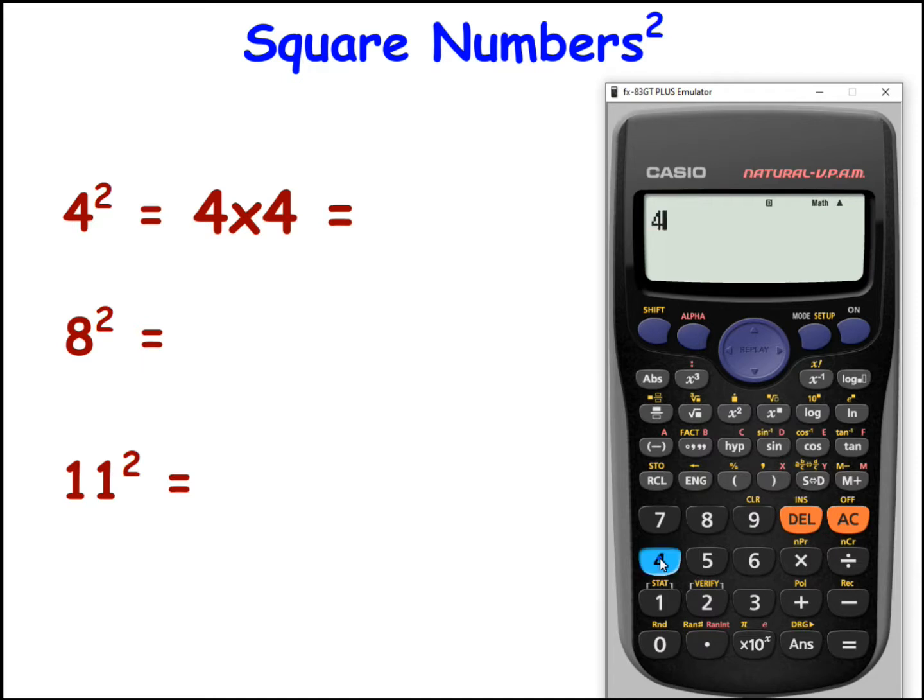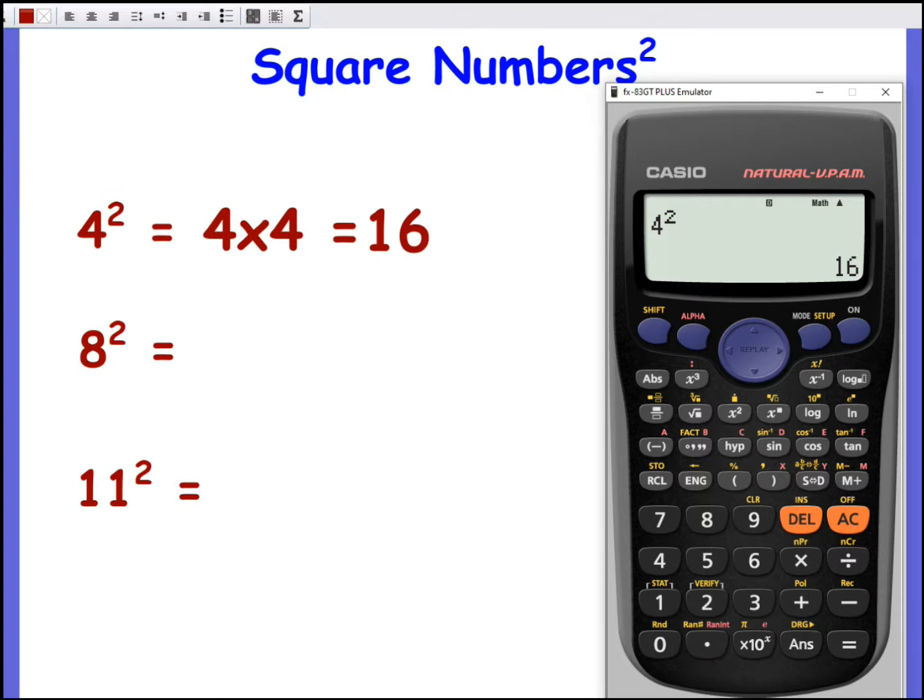You start by putting in the number you want to square, so 4. Then press the squared button and it automatically puts the index up here of 2. Then all we need to do is press equals and it gives your answer of 16. And that's how you square numbers.